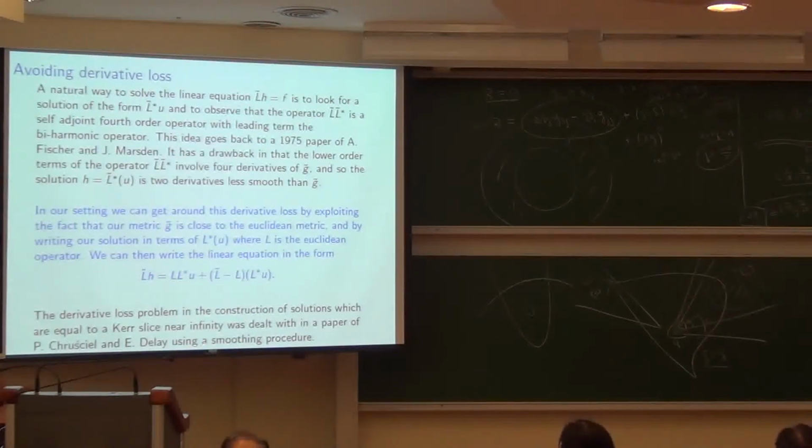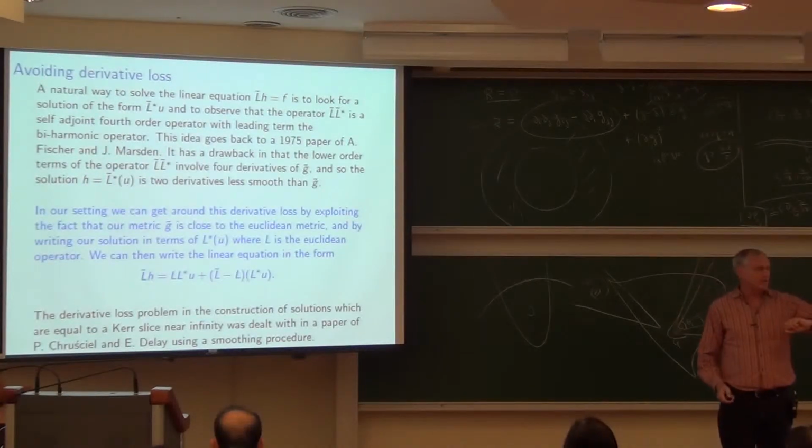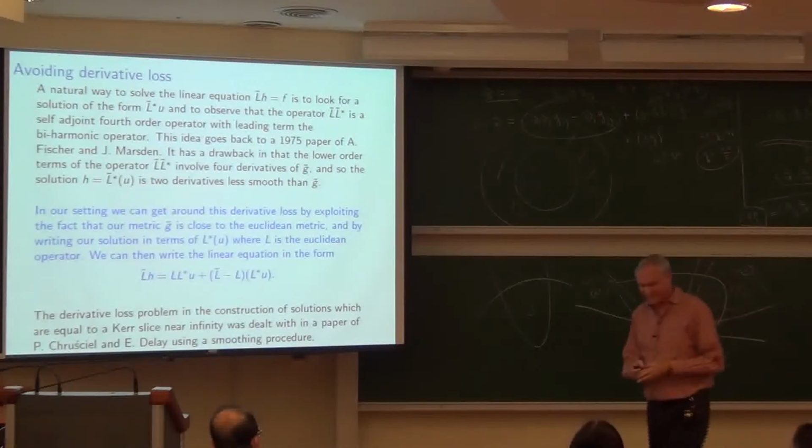In fact, there's also a paper, Chruściel and Delay, where they use a smoothing procedure to try to account for the derivative loss. But actually, Chruściel tells me that their paper still needs more derivatives. So I think this procedure is a good improvement, a good remedy for that problem, at least in this particular setting. Okay, since I stopped half an hour early yesterday, I can go 2 minutes over. So it's not bad.